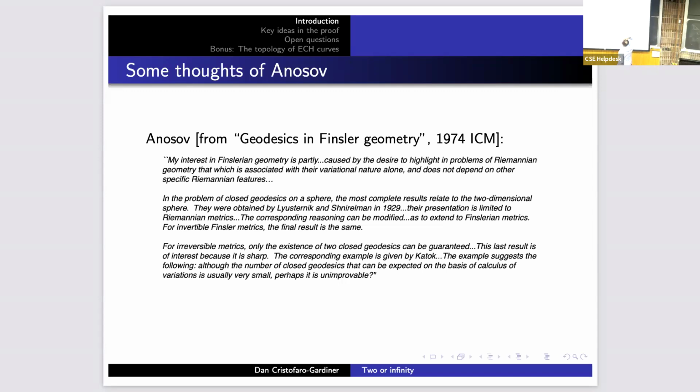More is the philosophy. In the Riemannian case for surfaces, you always get infinitely many geodesics, but what Anosov points out is that in the irreversible Finsler case, there's a famous example of Katok that contrasts that, where you have just two closed geodesics. So something different from the Riemannian case. And he asks the following question. He says, although the number of closed geodesics that can be expected on the basis of calculus of variations is usually very small, maybe it's unimprovable.